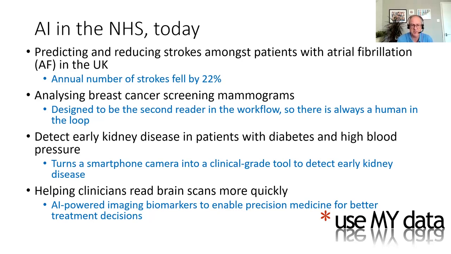You can see some on there around strokes, where an atrial fibrillation mechanism with artificial intelligence and machine learning saw the annual number of strokes fall by 22%, and you can see the other examples down there as well. All these are on the internet. They're all freely available. You can read up on them if you want.